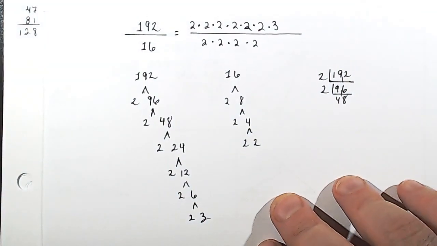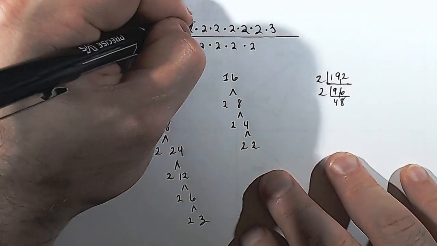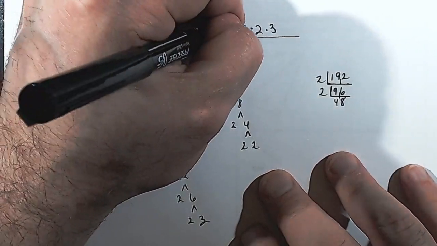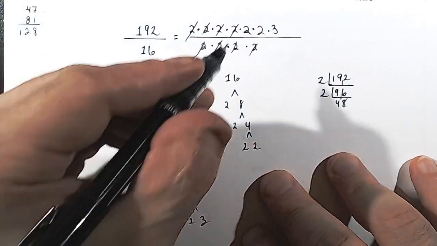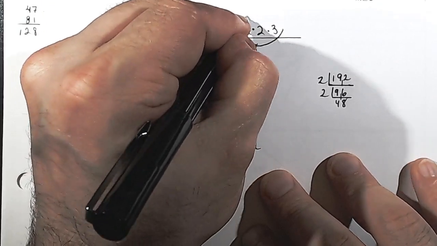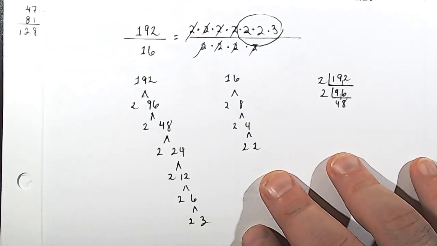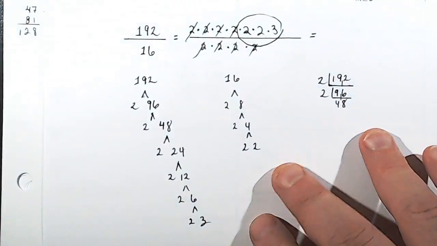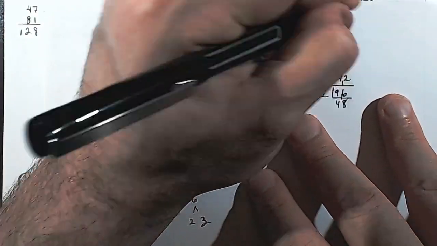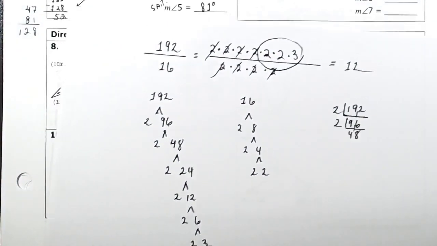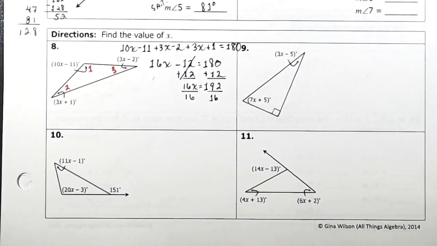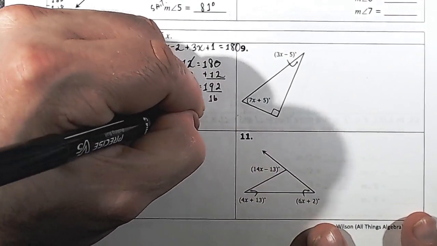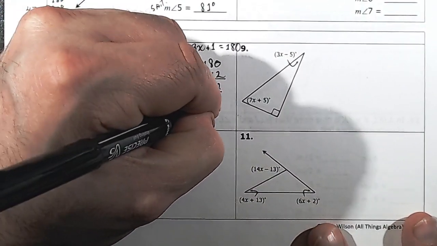And now we can cancel out every time we've got a pair of 2s. So all that's left in the numerator is 2 times 2 times 3. Well, 2 times 2 is 4. 4 times 3 is 12. So 192 divided by 16 is 12. All without a calculator. So those 16s cancel and x equals 12.